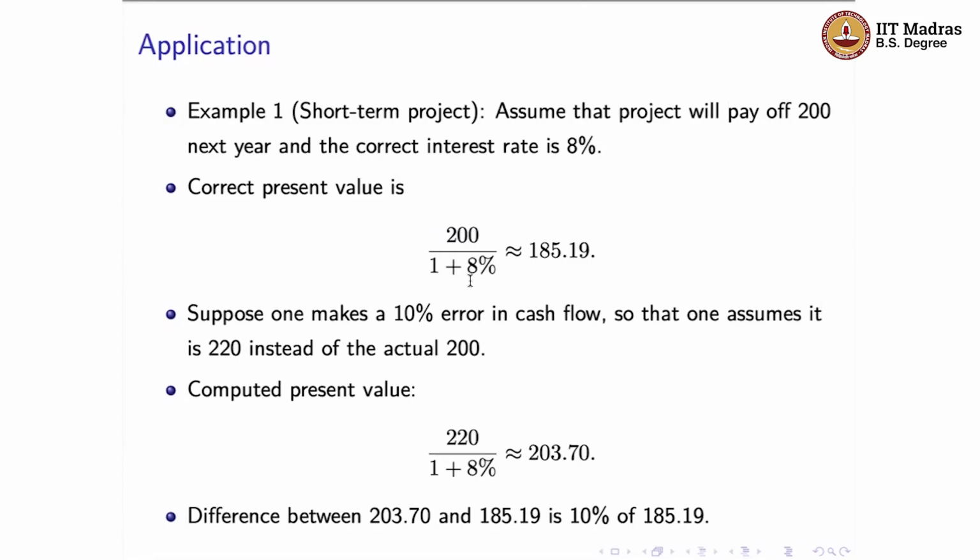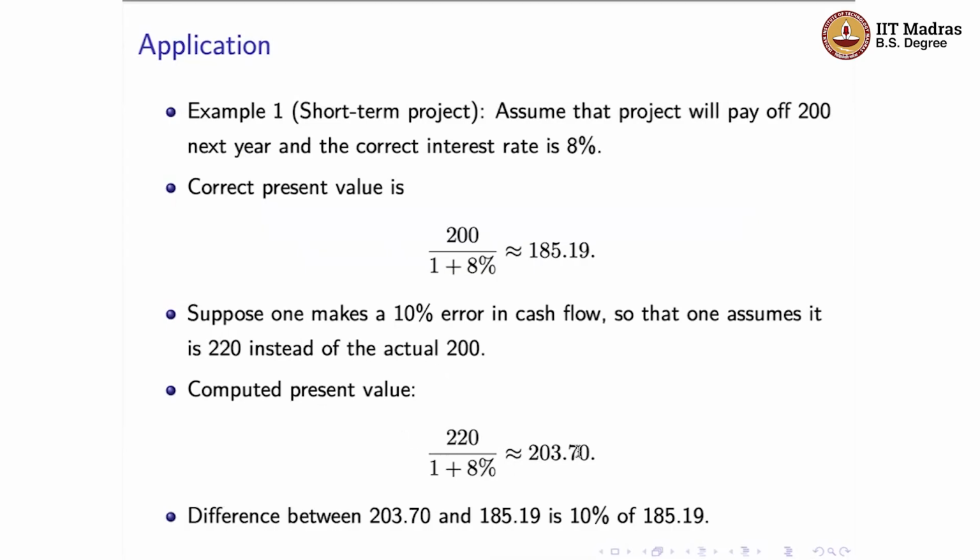Now, we are going to consider two different scenarios. One where you are off with your estimate of the cash flow by 10%. So instead of 200, you imagine that the actual cash flow is going to be 220, which is 10% more than the 200. What's the error as a result of this? If you now compute the present value based on your incorrect estimates, it is 220 divided by 1 plus 8%.